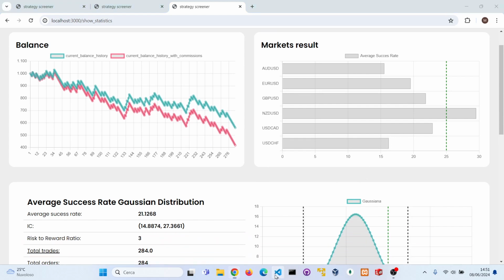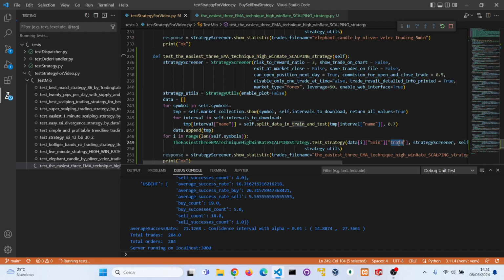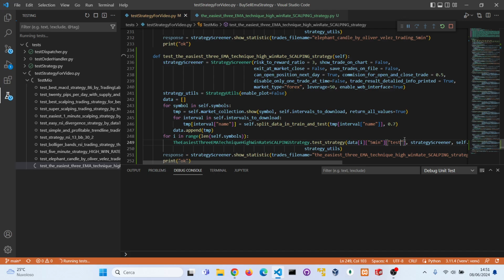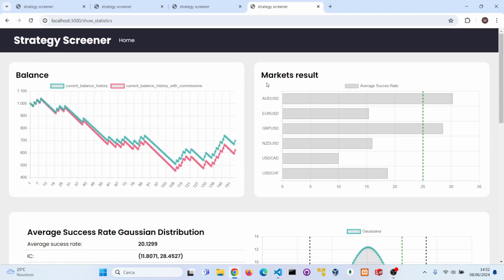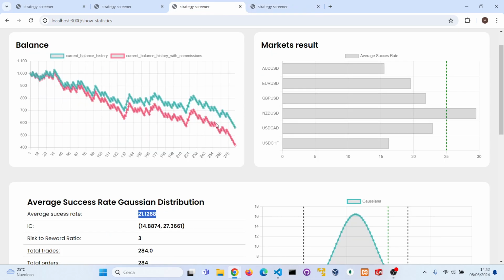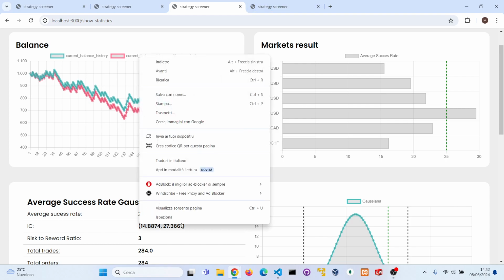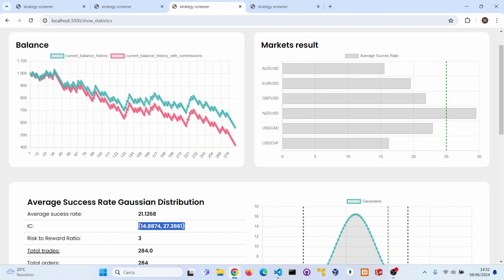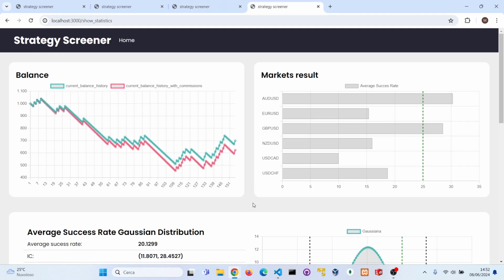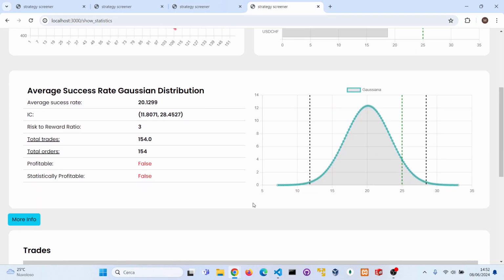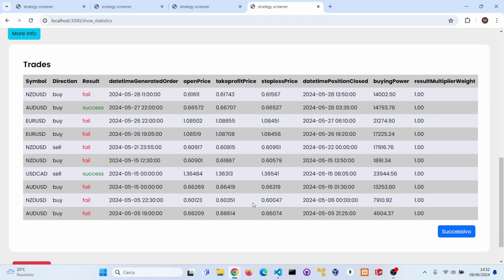So let's try anyway to run the strategy on the test data set, and let's see if the confidence interval is respected, because it is also important to know whether or not we have overfitted the strategy. Let's see. So as you can see, the average success rate is in the confidence interval we have calculated before. And yeah, basically the strategy doesn't work.